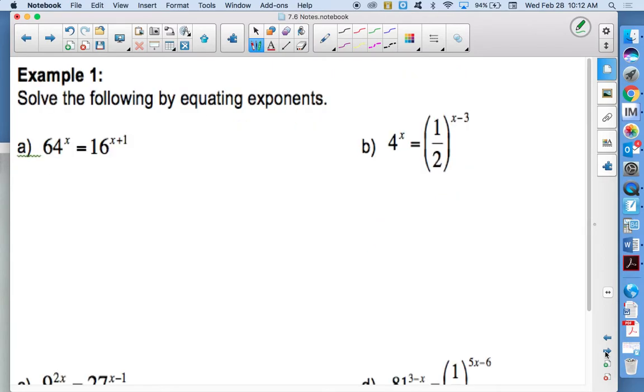So there are 4 examples underneath here that says to solve the following by equating exponents. So that means our goal is to get the exponents to be equal to each other. But in order for that to happen, the bases have to be the same. So if you look at A, it says 64 to the x equals 16 to the x plus 1. The bases are not the same. One's a 16, the other one's a 64. So for this property to work for us, the bases have to be the same. How can you make them the same? Kate? You could write 64 as 4 cubed, and 16 is 4 squared.